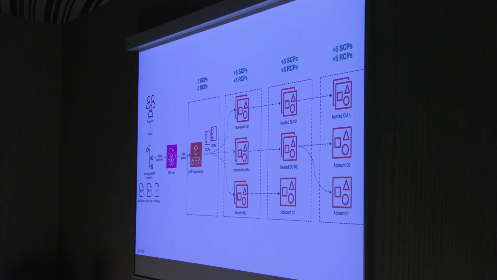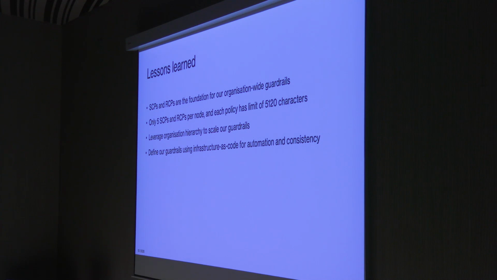And so this is again how it looks on a high level. And with this, I would like to sum up the first topic and some lessons learned. SCPs and RCPs are the foundation for our organization-wide guardrails. We can only have 5 SCPs and RCPs per node, and there is a character limit. We should definitely leverage organization hierarchy if we want to scale the number of our guardrails. And we should define our guardrails using infrastructure as code to leverage all the benefits that IaC brings with it, and specifically consistency, since we talk about security.